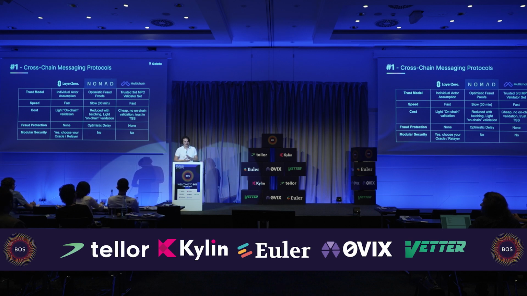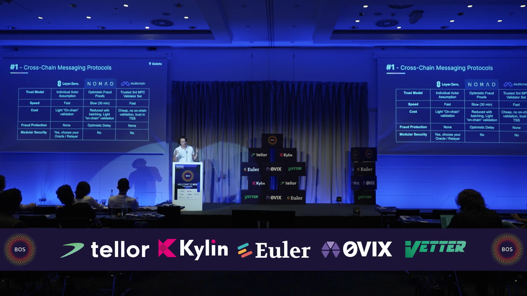So it has this nice optimistic fraud proof, and then you have these trusted third-party, multi-party computation systems, like for example Multichain, and there you basically trust that their validator set is not malicious and they don't collude. The cool thing about the more layer 0s and Multichain, which I would assume could also be used on layer 0 as an Oracle at some point, is that they are very fast, whereas Nomad, which is a bit more secure because they provide this optimistic delay, is unfortunately a bit slower.